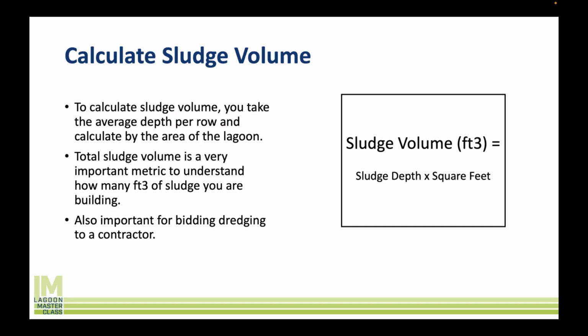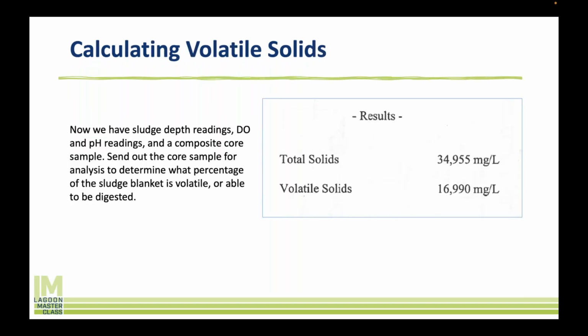Now you can do this if you set up a grid and you've got all the different grid spots across the lagoon. You can do this for each grid portion. You can understand what the volume of sludge is in each grid portion, add it all together, and there's your total number. Or you can just take the average sludge depth in the lagoon, just for quick and dirty math, and multiply it by the square feet of bottom area in that lagoon to figure out how much sludge you've got in it.